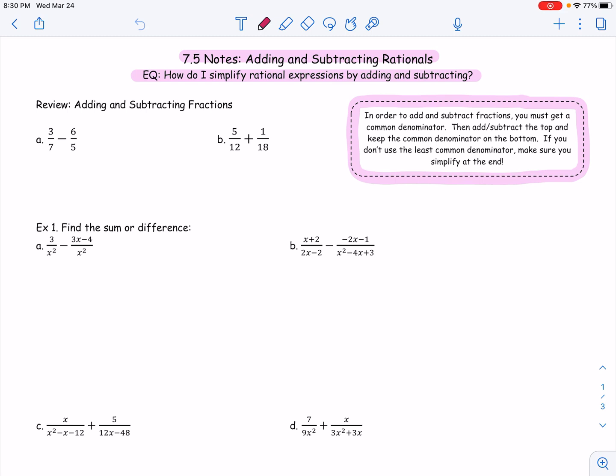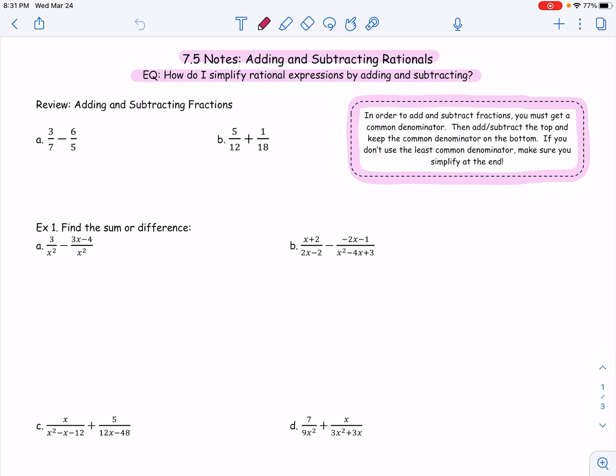Hello. We are back. 7.5. Now we are going to add and subtract our rationals. So last lesson we multiplied and divided our rationals. Pretty easy, just factoring first, listing those excluded values, multiplying straight across, canceling out whatever we can cancel out. Remember, instead of dividing, you can multiply by the reciprocal, etc. Well, now we're going to add and subtract.